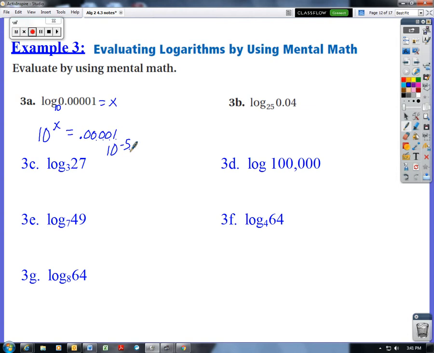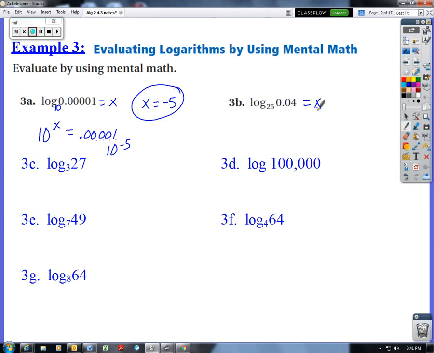Okay. Then we are going to do, where's B? So the answer is -5. It's not 10 to the -5, by the way. It's x equals -5. Or in other words, this whole thing equals -5. Because logarithms are exponents. Just the exponent is the answer to the logarithm.